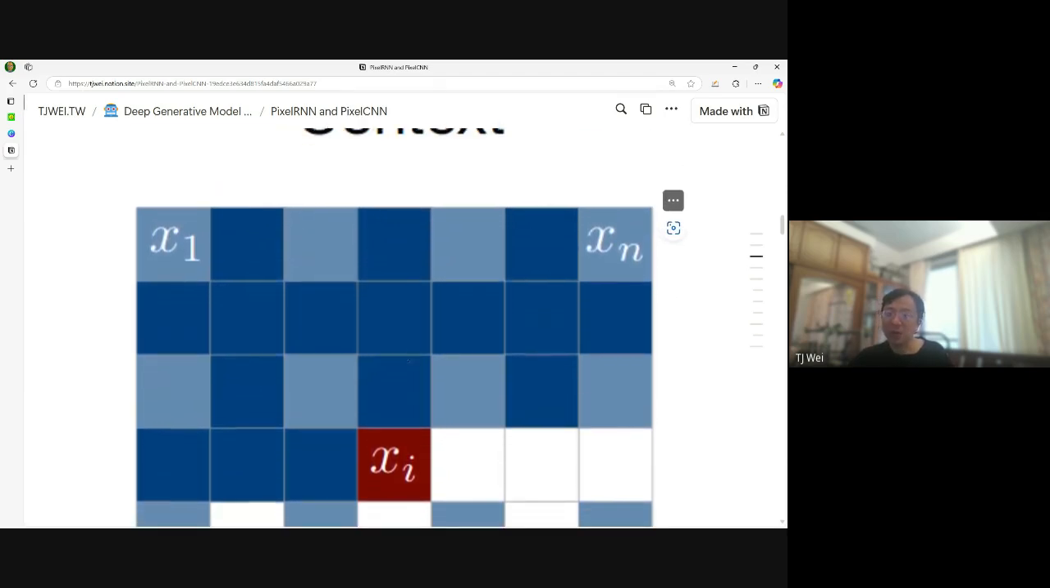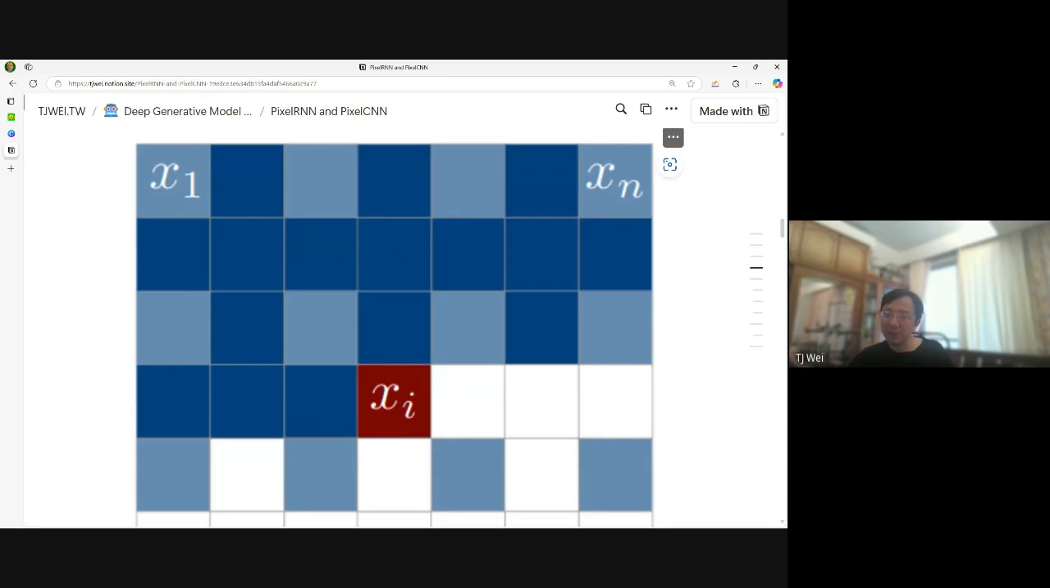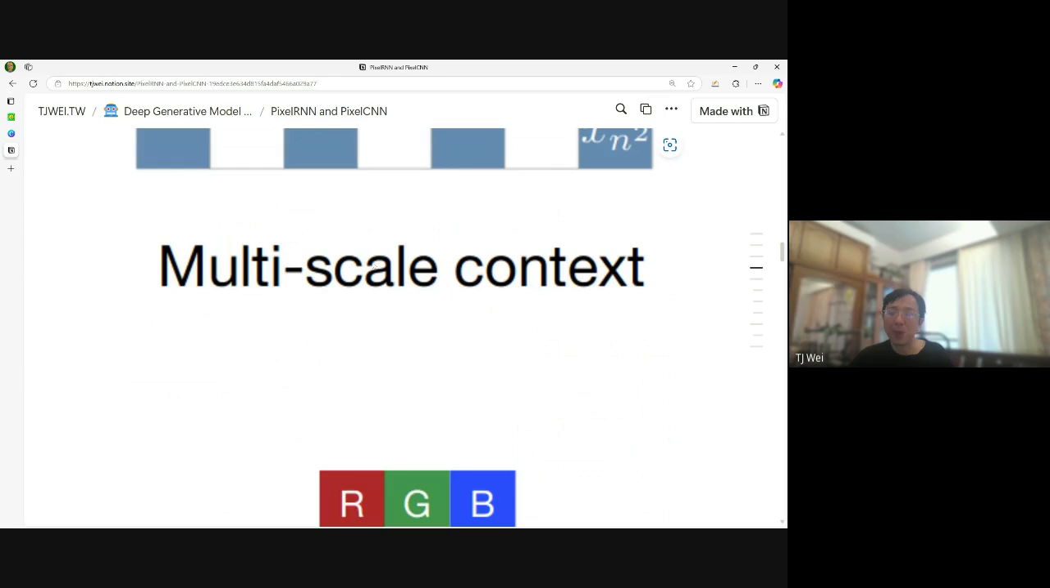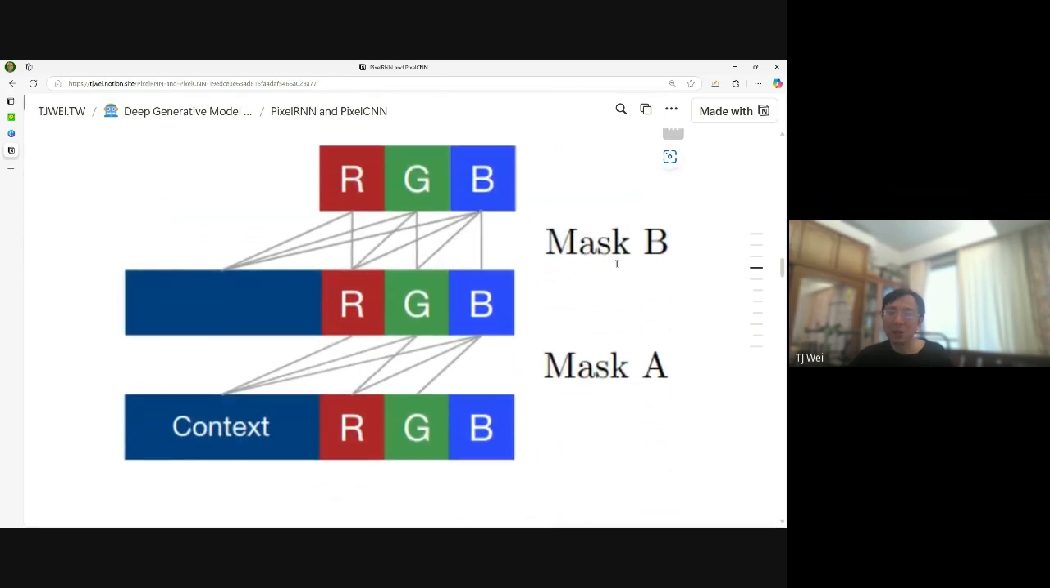Also, there are different ways to do that, but anyway, it is a good way to consider context. So one way is to do a multi-scale context. The other consideration is, how do we handle the coloring? For each pixel, there are RGB values. Do we need to consider the RGB separately, or consider them one by one?